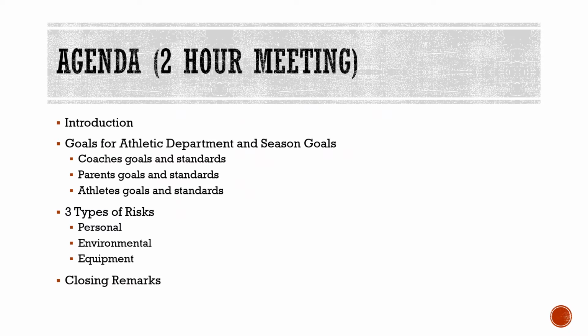So to start, we have an agenda which I have put together for about a 2-hour meeting. We'll start with an introduction, go into our goals for the athletic department and season goals that both the coaches and the parents and the athletes all put out for themselves for the new and upcoming athletic season. Then we'll go right into talking about the different types of risks there are in athletics. We'll talk about personal risks, environmental risks, and equipment risks, and then we will go right into our closing remarks.